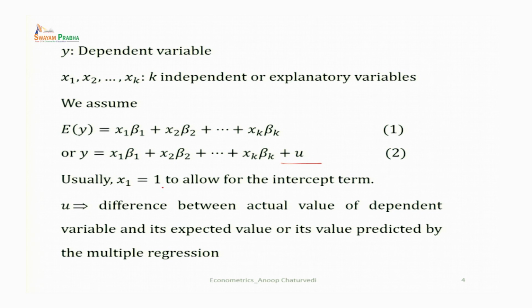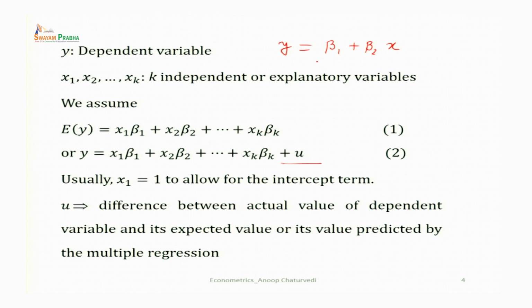Usually we take x1 equal to 1 to allow for the intercept term. Say, remember, in the two variables case we considered the model y equal to beta 1 plus beta 2 x.